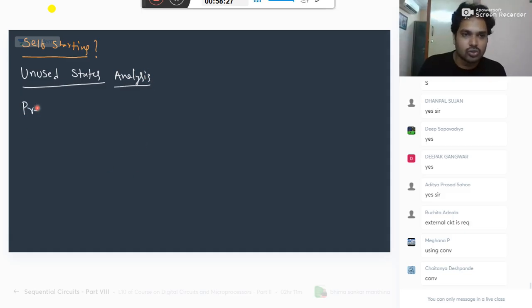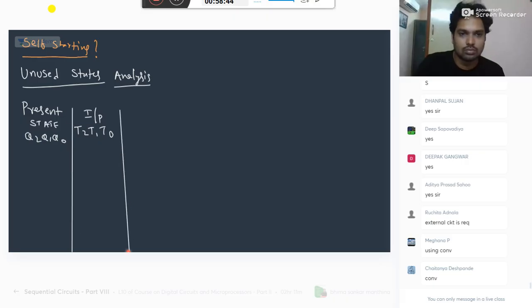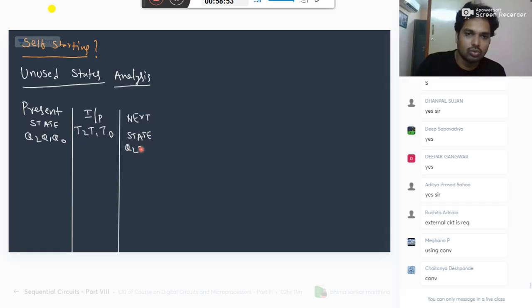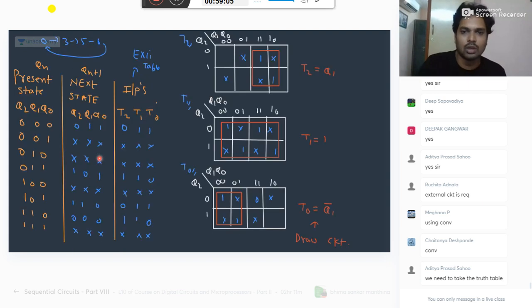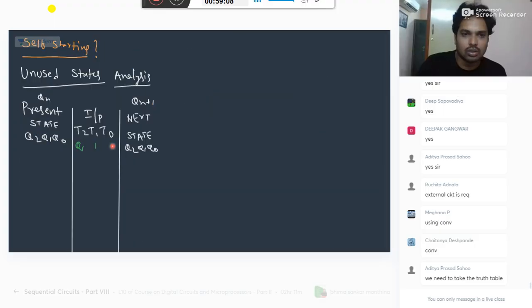Please see. Here you should take the present state. What are the inputs according to the design? This is already made. Q2, Q1, Q0, and the next state Q2, Q1, Q0. This is Qn, Qn plus 1. Now T2 is Q1, T1 is 1, T0 is Q1 bar.